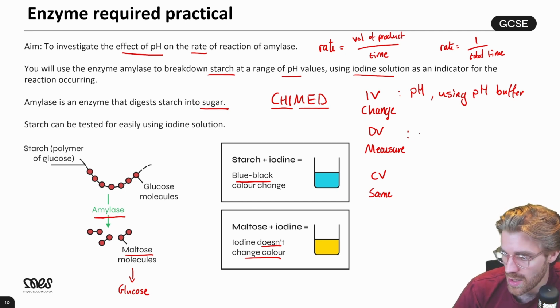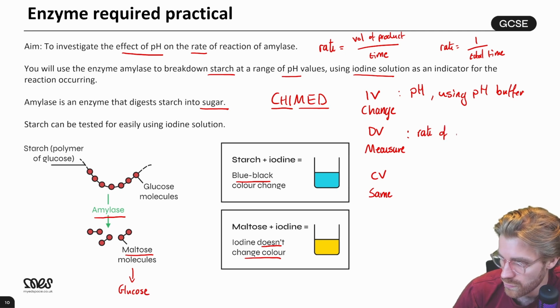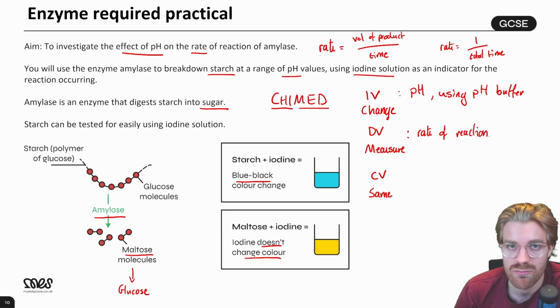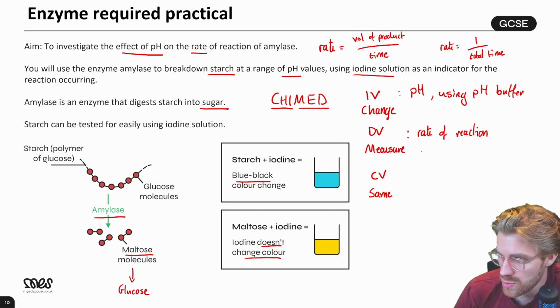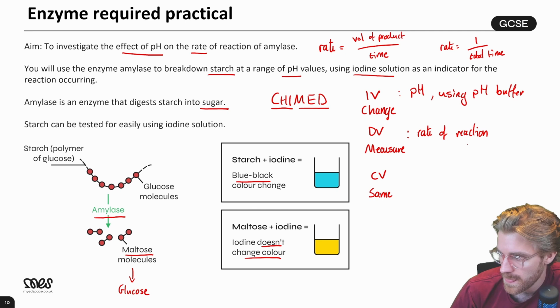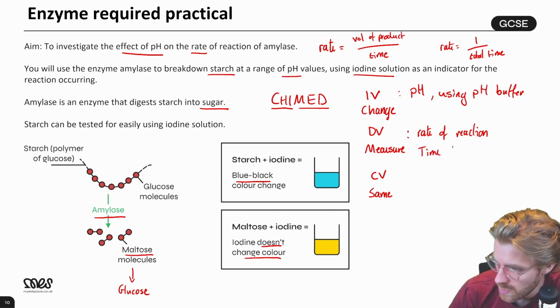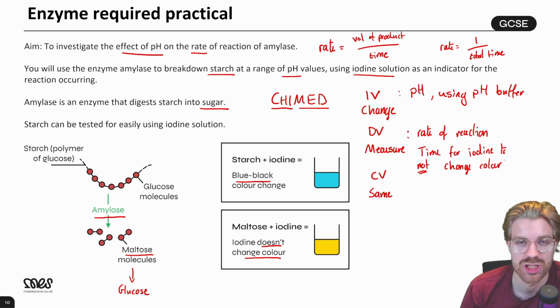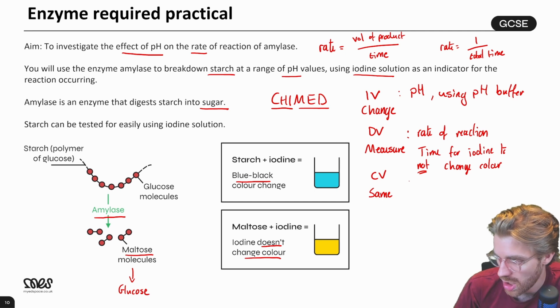Our next variable is the dependent variable, and this is what we measure. So our dependent variable here is going to be our rate of reaction. But how do we measure our rate of reaction? Well, we're not going to be measuring our volume of product. What we're going to be doing is measuring our time for our reaction. So we're going to use the iodine solution to indicate the time taken for the reaction to take place. And how does it indicate that? Through the colour change. So it's going to be the time for the iodine to not change colour, because that is our indication that the reaction has finished, because there is no starch left.